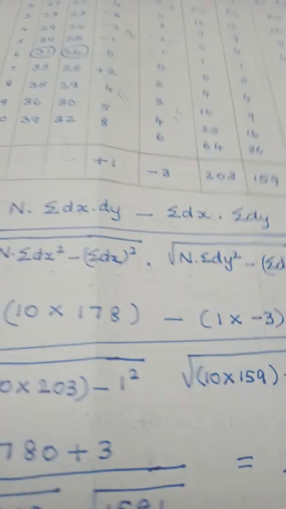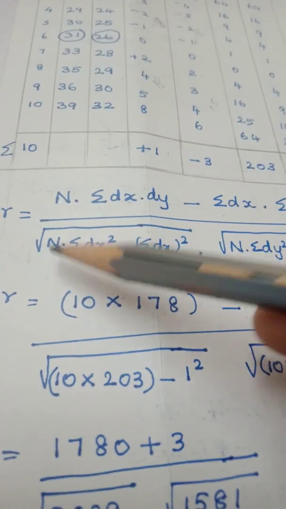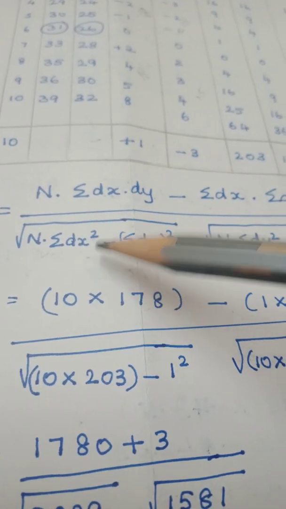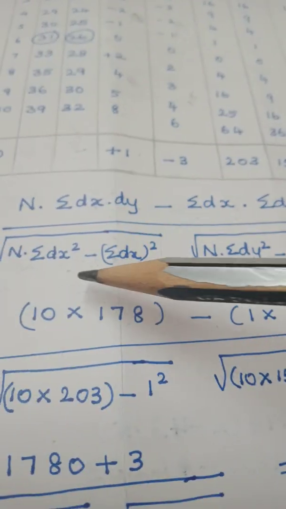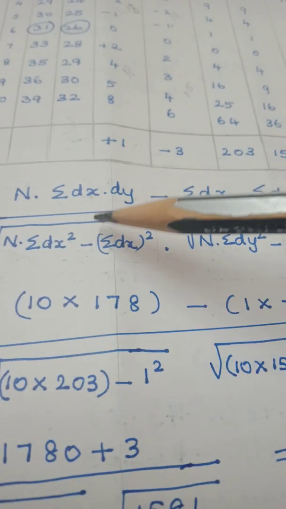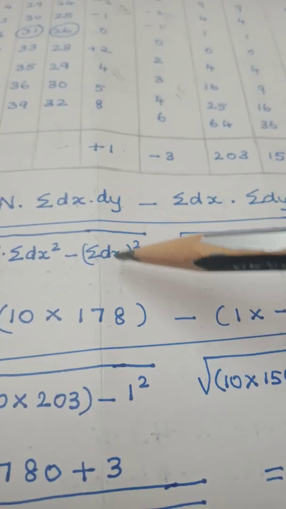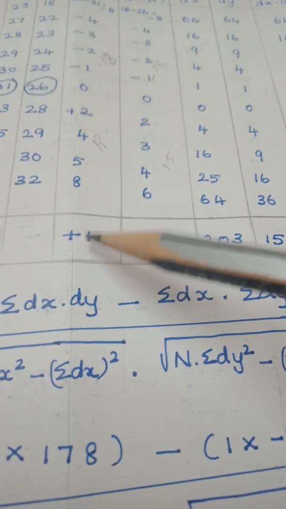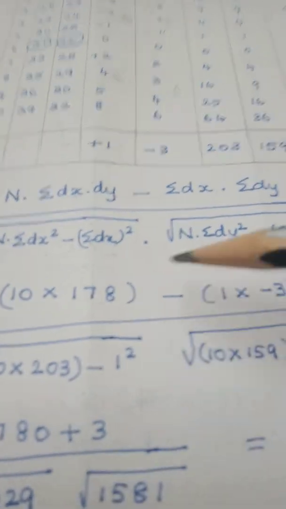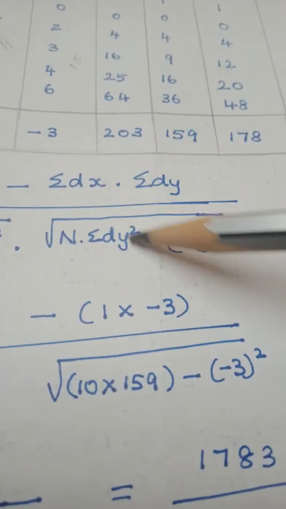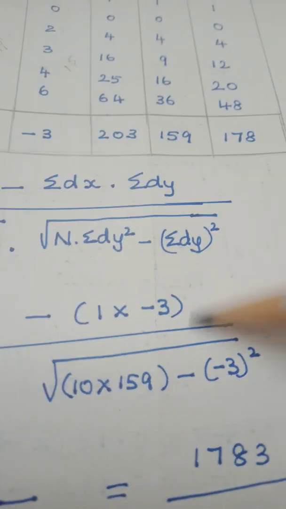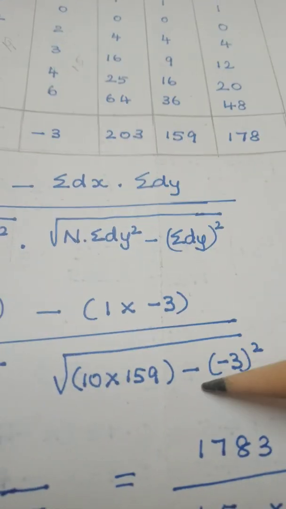Right here, the whole thing divided by root of n value, which is 10 into sigma dx square. Now we found out sigma dx square is 203, sigma dy square is 159. Sigma dx square, the value is 203, close the bracket. Again minus symbol, right here minus sigma dx, now we found sigma dx is 1, so 1 square, into open the root, root of n value is 10 into sigma dy square, the value is 159. Write that here, close the bracket, bring the minus symbol.